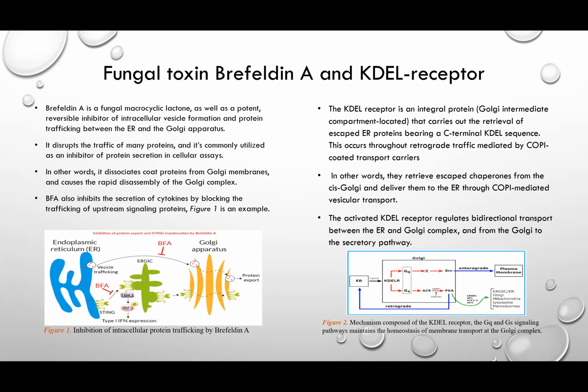The activated KDEL receptor regulates bidirectional transport between the ER and Golgi complex and from the Golgi to the secretory pathways. And figure 2 shows a mechanism composed of the KDEL receptor in which the Gq and Gs signaling pathways maintain the homeostasis of membrane transport at the Golgi complex.